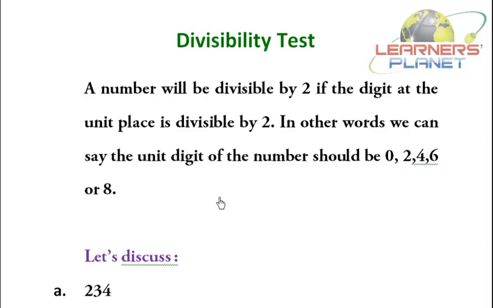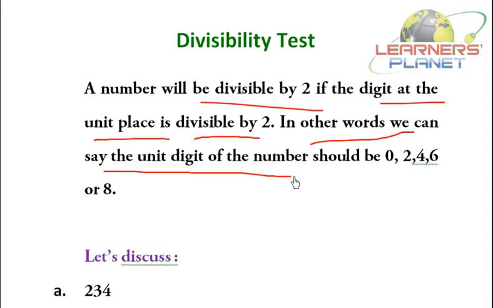Now, in the very first case, we see the divisibility test of 2. A number is divisible by 2 if the digit at the units place is divisible by 2. In other words, the unit digit of the number should be 0, 2, 4, 6 or 8. That means if a number has 0, 2, 4, 6 or 8 at the units place, it will be divisible by 2. Let's take some examples.